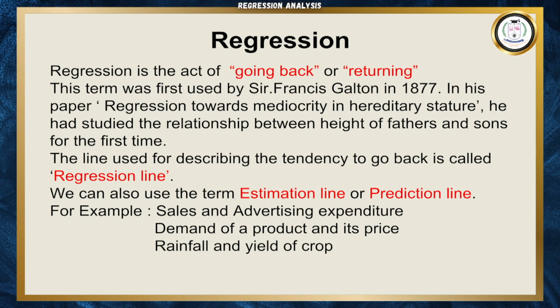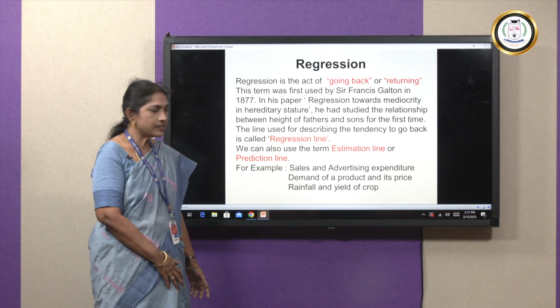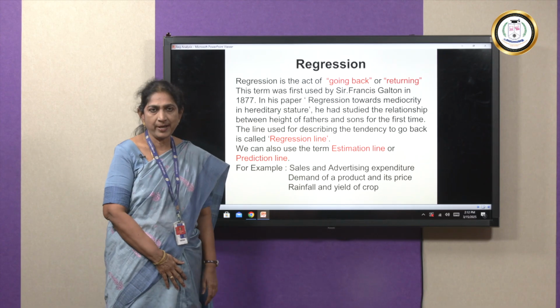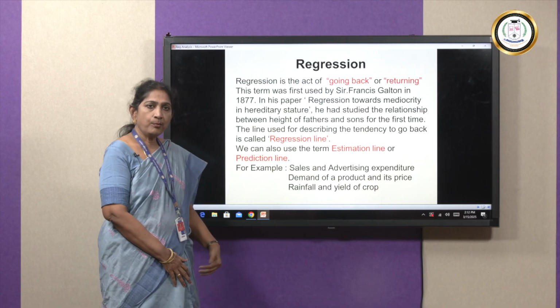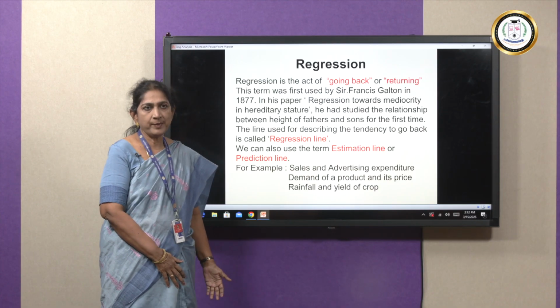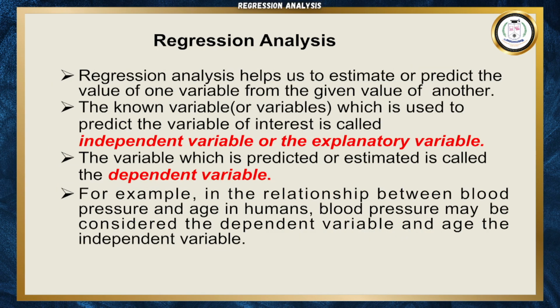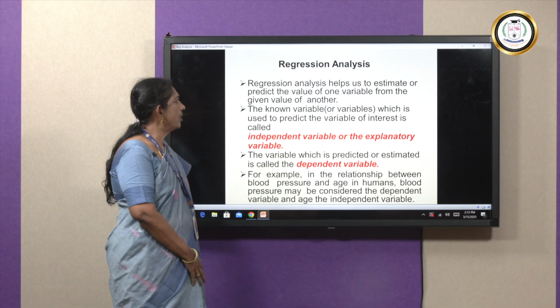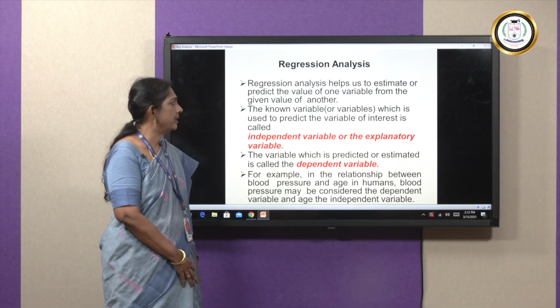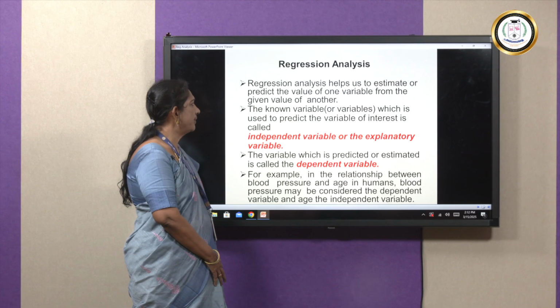For example, we can take sales and the advertising expenditure. So the more you spend on advertisement, the more sales you will get. So the next one is we'll study about regression analysis. Regression analysis helps us to estimate or predict the value of one variable from the given value of another variable.